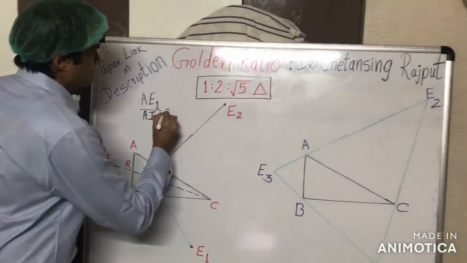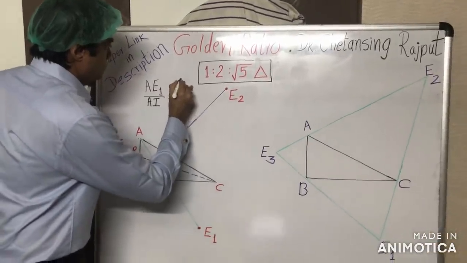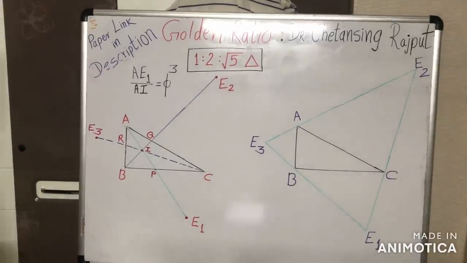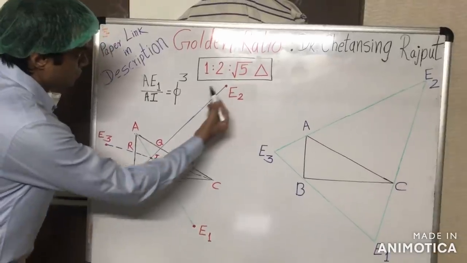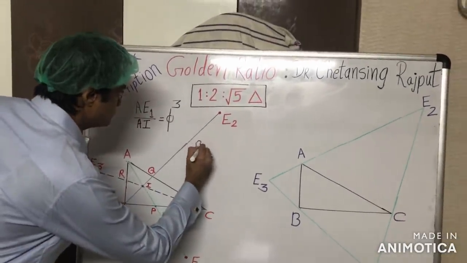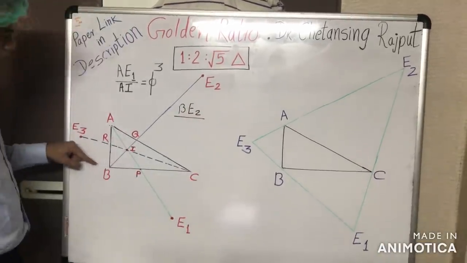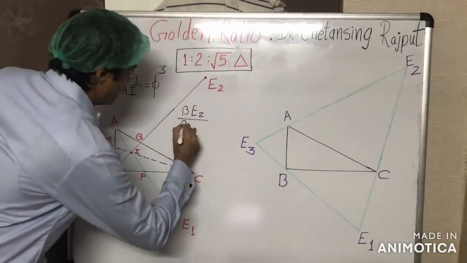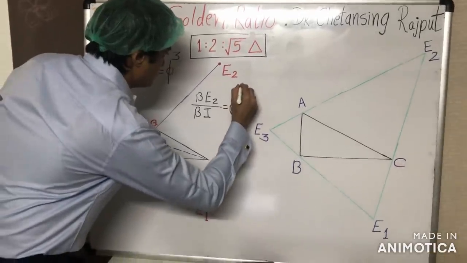This ratio is precisely equal to phi to the power of Q, golden ratio. Similarly, consider this from vertex B to X center E2, B E2, upon the distance between vertex B and in center BI. This is precisely equal to the 4th power of golden ratio.